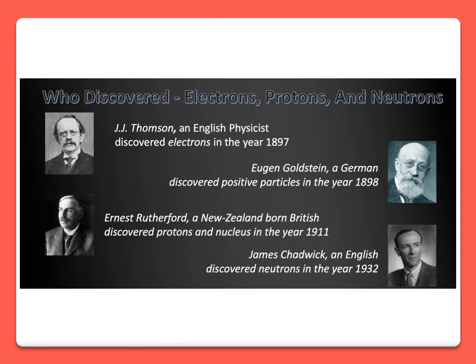Here are the pictures of the scientists who discovered the subatomic particles: electrons, protons, and neutrons. He is J.J. Thomson. He discovered the electron in 1897, right? And he is Goldstein, a German scientist. He discovered positively charged particles in 1898. He is Rutherford, and he discovered the proton and nucleus inside the atom in 1911. And he is James Chadwick. He discovered the neutron in 1932.